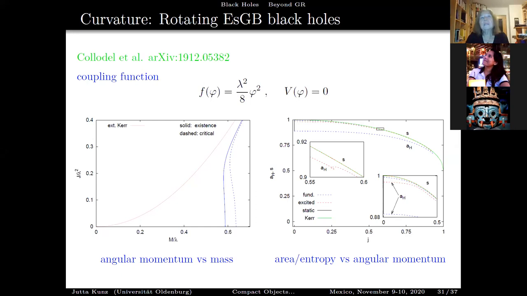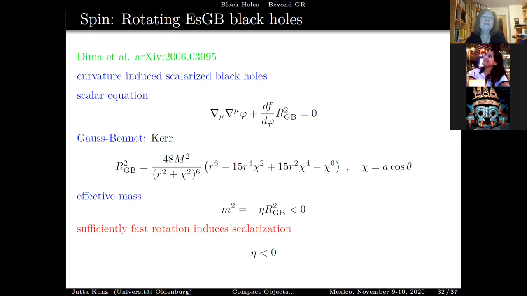And here there's no stability when you look at the entropy. This is smaller than for the Kerr black hole, but this is also expected, right? The static case is unstable, so also the rotating case is expected to carry this along at least for some time, but here there's no change visible.